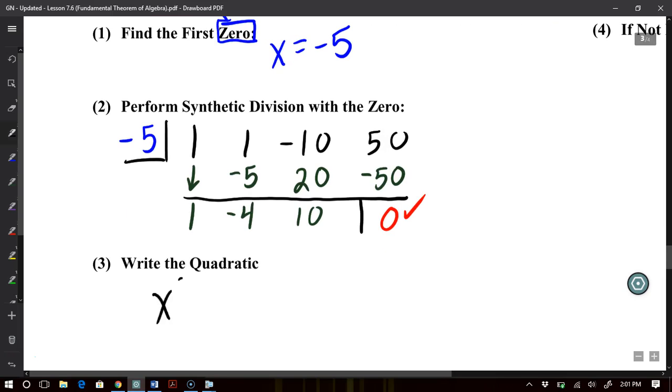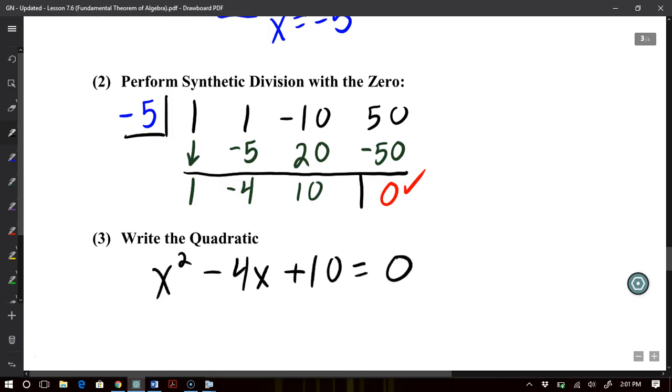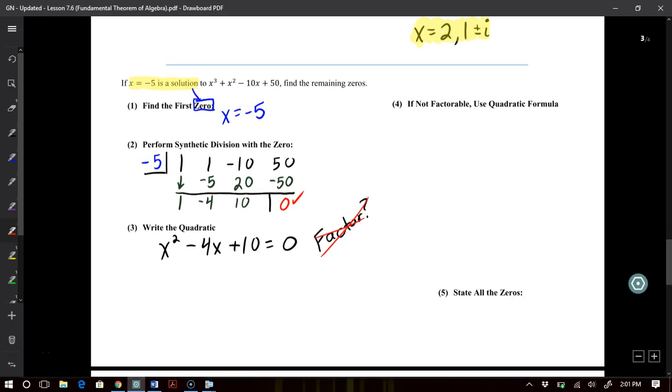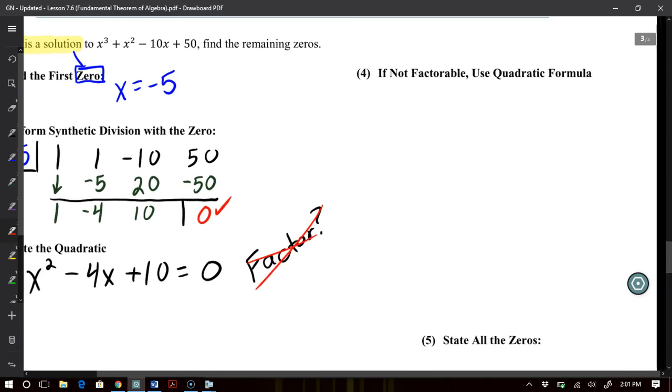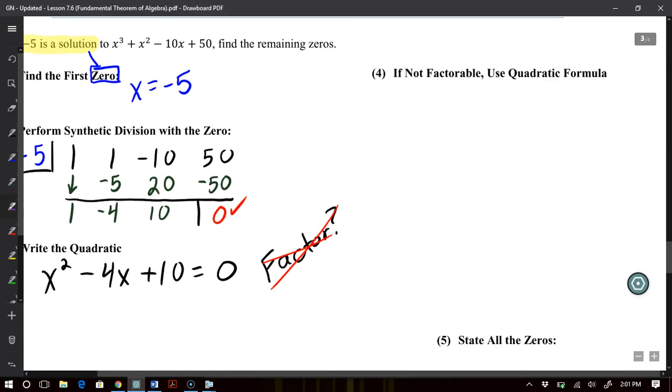I have x squared minus 4x plus 10 equals 0. And I have to ask myself the same question. Self, can this be factored? And the answer is no, it cannot be factored. There are no numbers that multiply to give you 10 that add to give you -4. It is not possible. And so in that case, since it can't be factored, we have to go back to the quadratic formula.